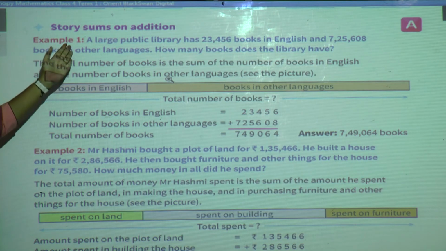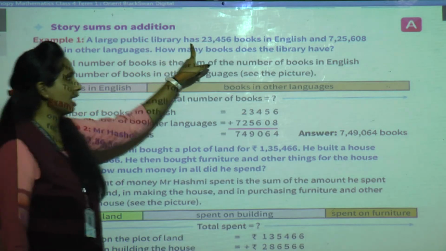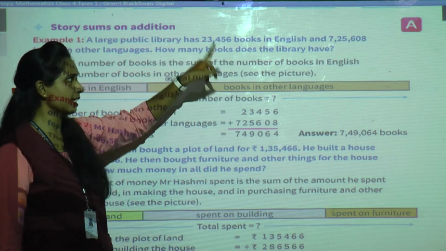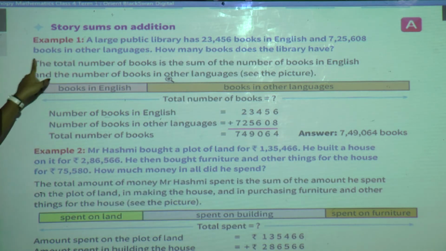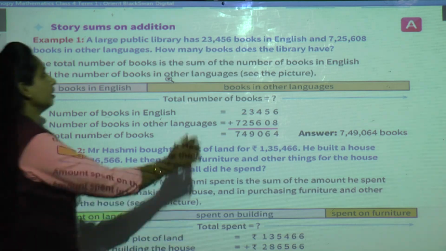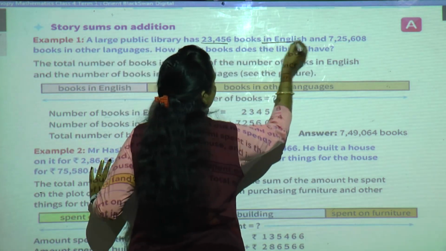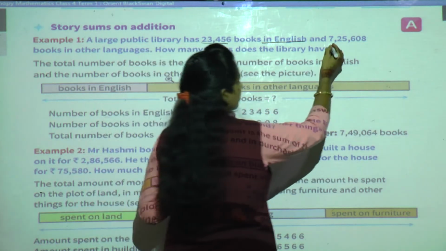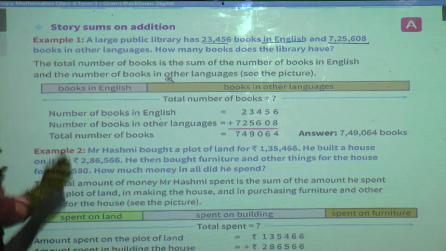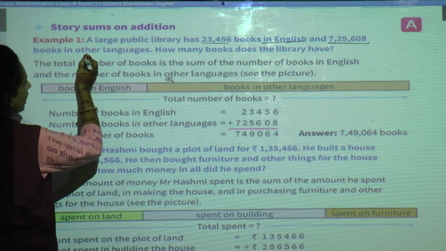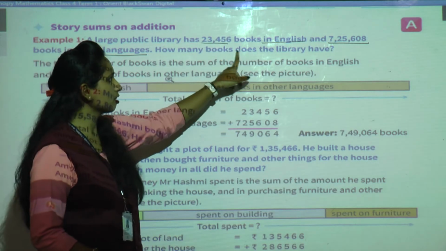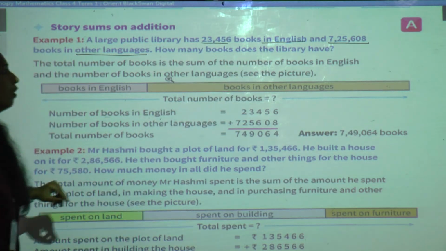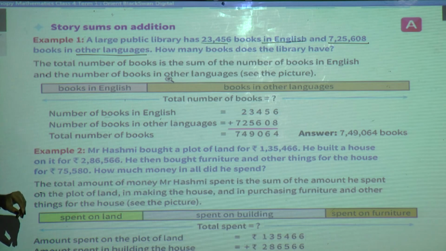So what is the first example? A large public library has 23,456 books in English and 7,25,608 books in other language. So how many books are there in English? 23,456 and 7,25,608 in other language. So what we have to find out is how many books the library has.